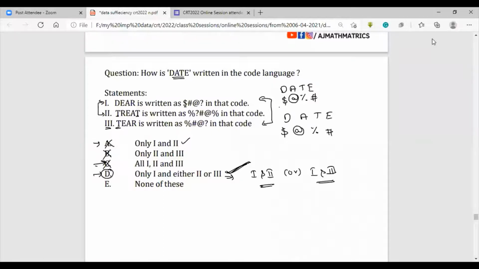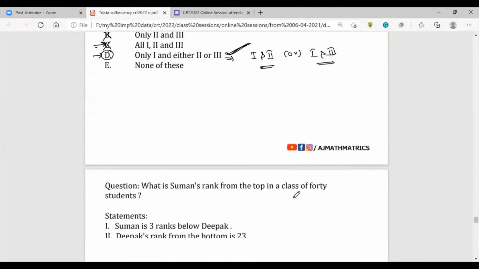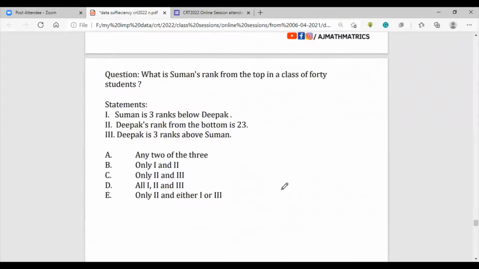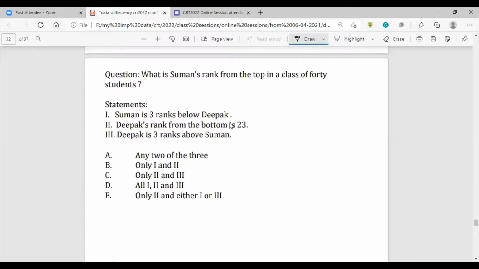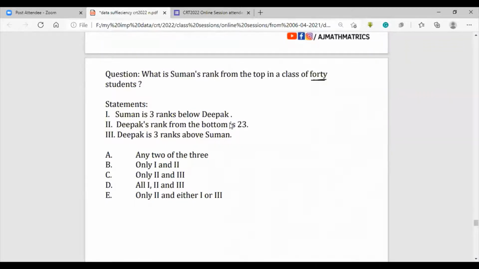Now I'm moving to the next question. There are 40 students in the class. It clearly says there are 40 students in the class, and statement 1 says Suman is 3 ranks below Deepak, and the second, Deepak's rank from the bottom is 23rd, and Deepak is 3 ranks above Suman.